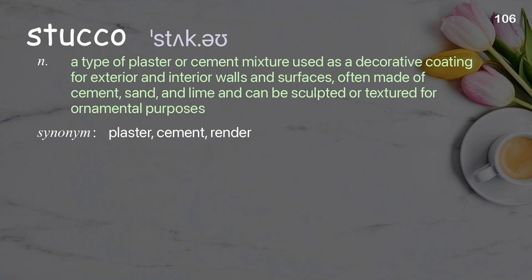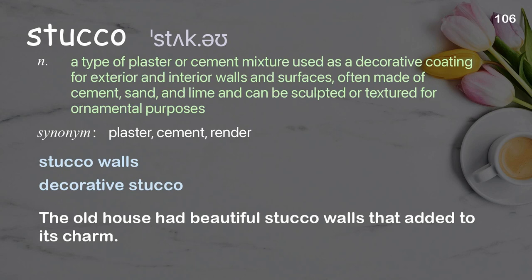Stucco. A type of plaster or cement mixture used as a decorative coating for exterior and interior walls and surfaces, often made of cement, sand, and lime, and can be sculpted or textured for ornamental purposes. Examples: Stucco walls. Decorative stucco. The old house had beautiful stucco walls that added to its charm.